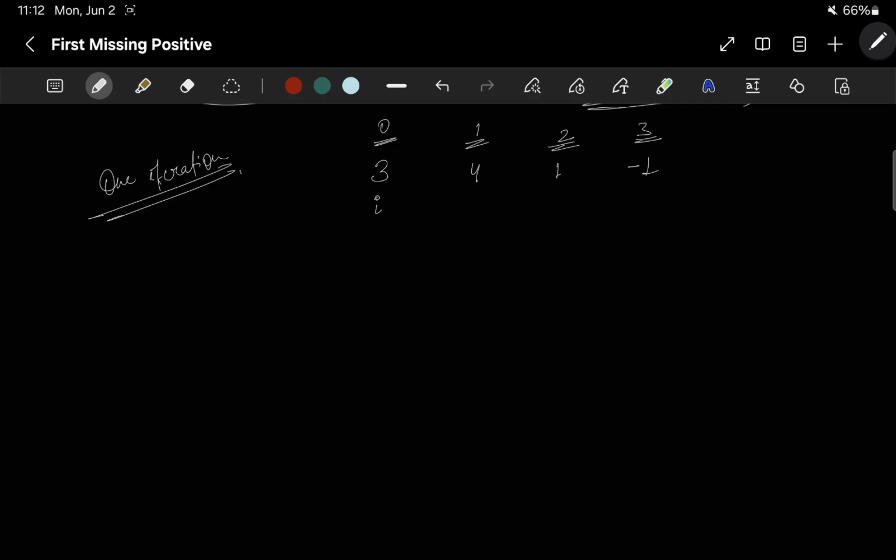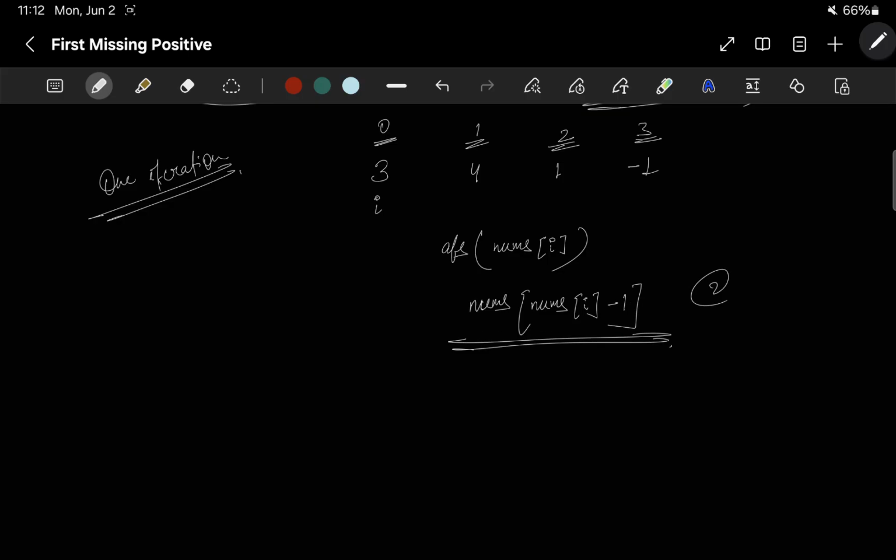We see that there is a number 3. We will see what is the absolute value of nums[i]. In this case, it is still 3. So we take the absolute value of nums[i] and we will see what is nums[abs(nums[i]) - 1]. So basically finding the element which is present at index 2. Index 2 means finding the element which is present at the third position.